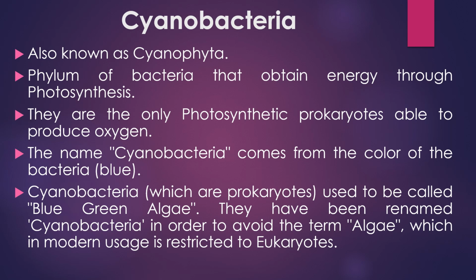And the next category is cyanobacteria, and it is also known as cyanophyta. And this phylum of bacteria obtains its energy through the photosynthesis mode from the sunlight. And they are the only photosynthetic prokaryotes that are able to produce oxygen. The name cyanobacteria comes from the color of the bacteria, blue, because the term cyano represents the blue color. Because of its blue color nature, these bacteria are named as cyanobacteria.